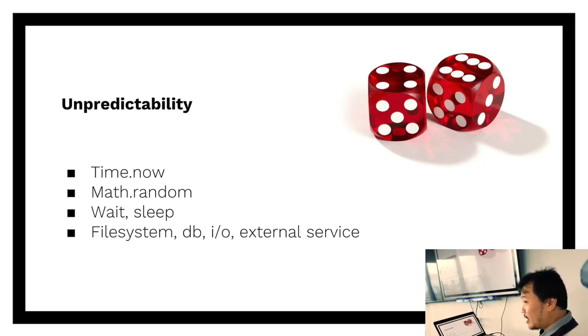Unit tests need to be predictable and give consistent results. Unpredictability is something you don't want out of unit tests. So anytime you use something with side effects, we'll talk about side effects later, where you can't guarantee it will give you the same result every time, you need to be suspect of it. For example, time.now, math.random, anytime you wait or sleep, or anytime you access the file system, database, I/O, or external services, you need to be very, very suspect. You might still want to test them, but they don't belong in the unit tests.